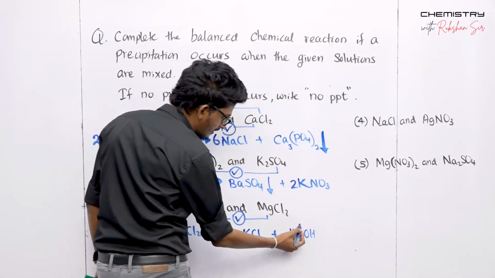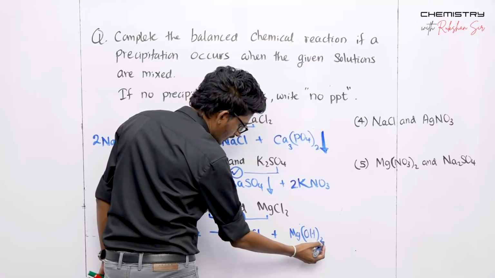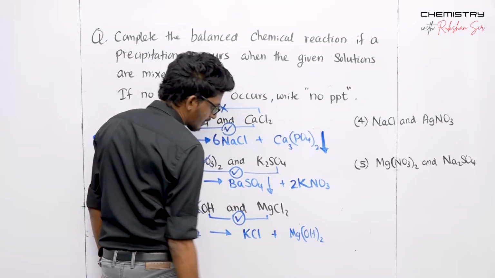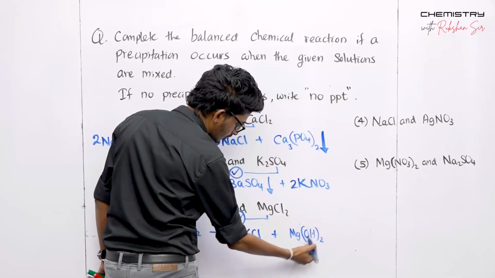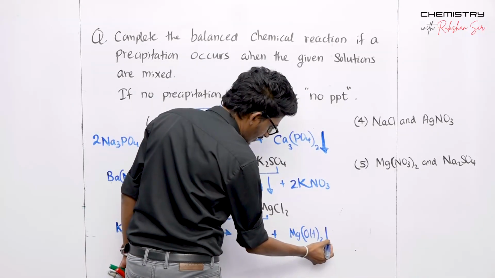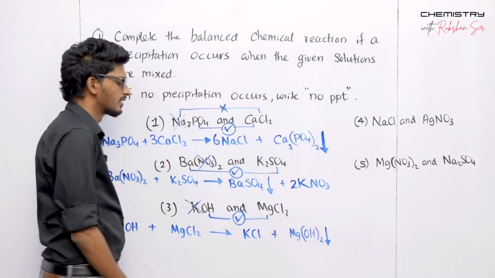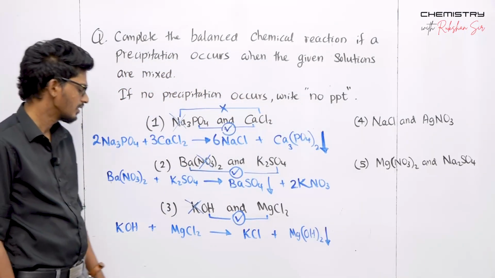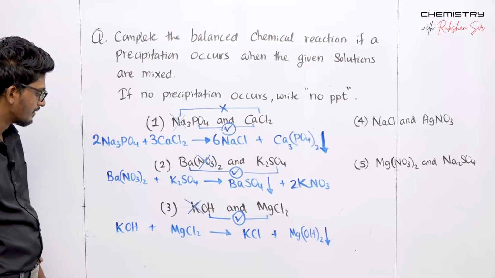So magnesium's valence is 2, so that should be written with the OH minus, and OH minus valence is 1. So that is written with here. So Mg(OH)2, this is your precipitate. So just mark the precipitate like this, right? In your reaction.